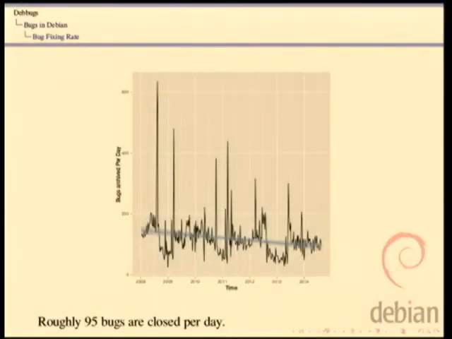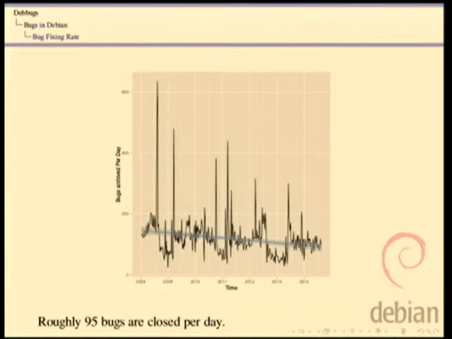This is the bug closing graph. It's actually technically not bug closures. This is actually bugs being archived. But for the most part, this approximates the bug closure rate with a lag time of about 2 weeks. We close roughly 95 bugs a day. So from that, you can imagine that the bug system is gaining 50 or so odd bugs every day that are not being fixed.